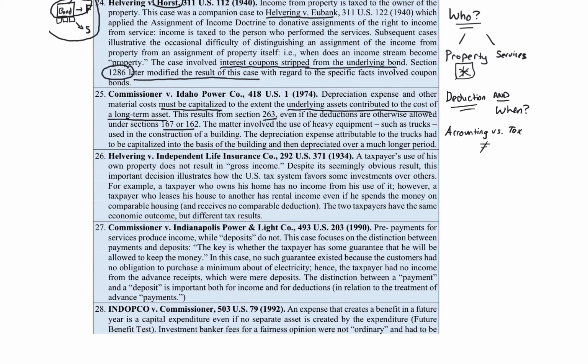Helvering versus Independent Life Insurance. This one is quick. This is income. Do you all know about presumptive income? So, the idea of presumptive income is economically, there's economic income, accounting income, and tax income. Of course, tax income is what we care about in tax. Economic income, of course, is the most broad, right? Of those three, economic income is the most broad. Now, our tax income takes elements of economic income, accounting income, and even other things into account.